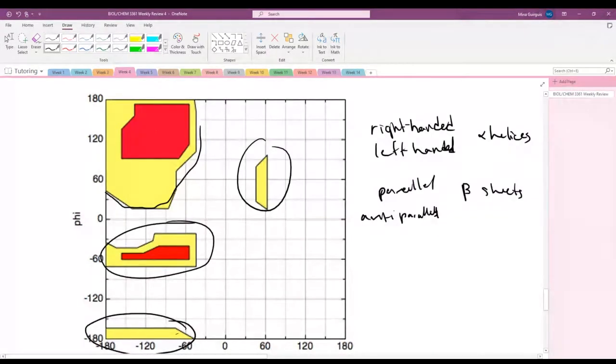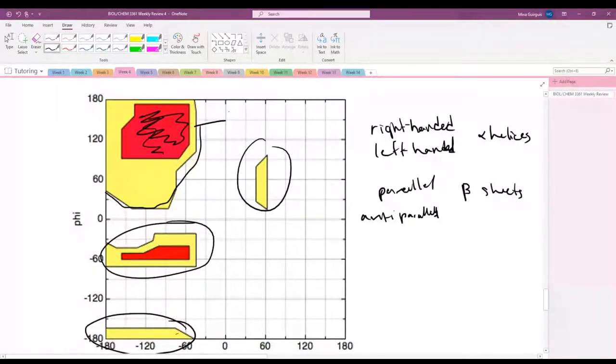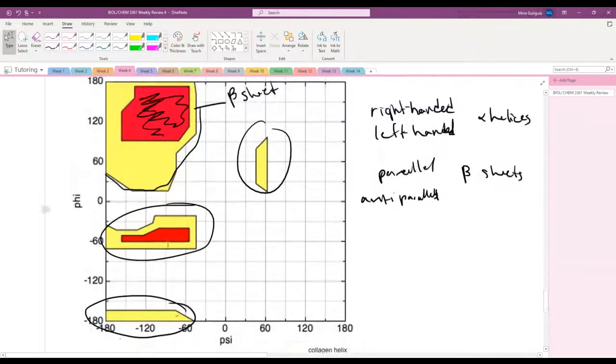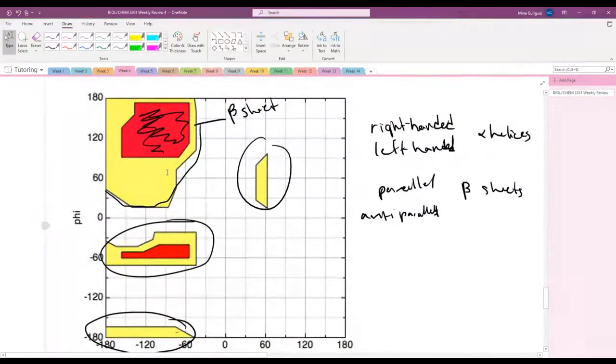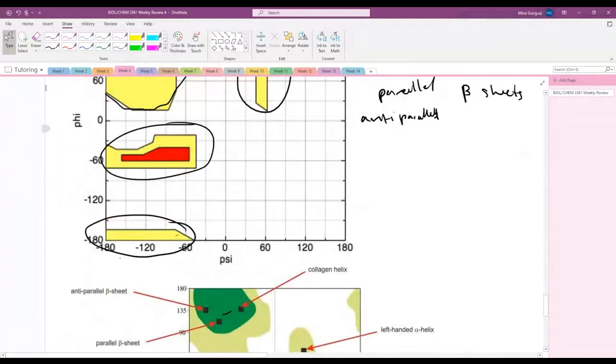So this area right here in dark red is where you'll find every beta sheet. Both parallel and anti-parallel, they all end up here. Okay. So what this tells us is they have pretty fixed phi and psi angles. I'm spoiling it a little bit down there. I'm actually just going to show this next one off since I did kind of accidentally spoil it.